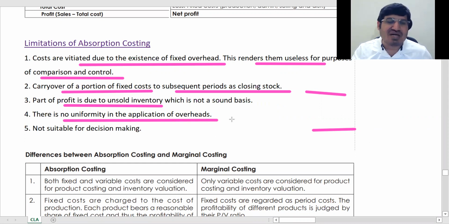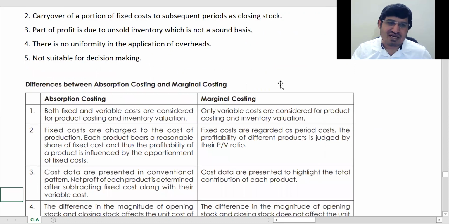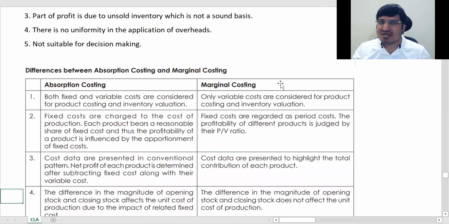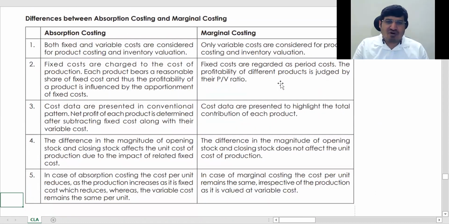There is no uniformity in it. That is one point. And then, not suitable for decision making. So this is short, some points you have to remember. If a difference comes, then I think you know enough now to write 4 points at least. If it comes, it will not come for more than 4 marks. You just need to write 4 points.